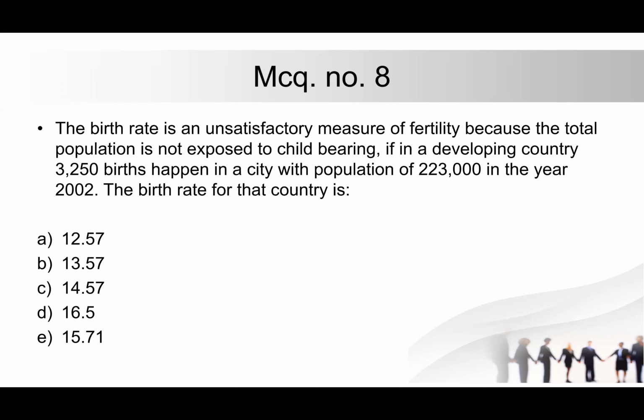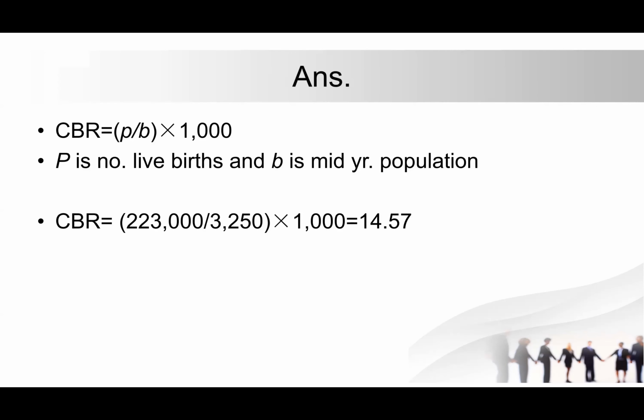The birth rate is an unsatisfactory measure of fertility because the total population is not exposed to childbearing. If in a developing country 3,250 births happen in a city with population of 223,000 in the year 2002, the birth rate is: 12.57, 13.57, 14.57, 16.5, or 15.71. It's C, 14.57. This is the formula: crude birth rate is equal to P over B multiplied by 1000, where P is number of live births and B is median population.